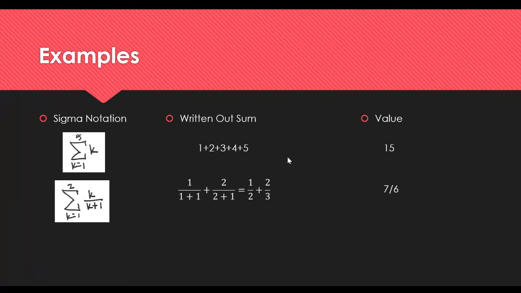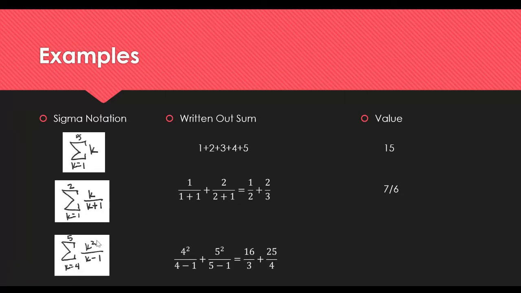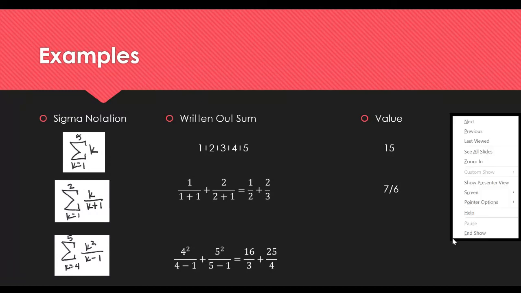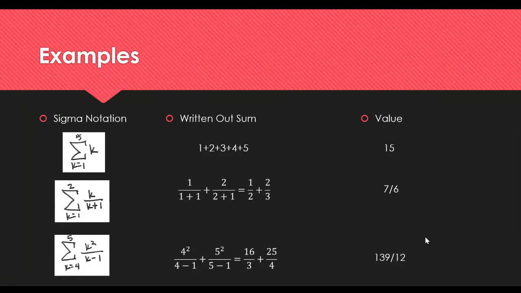Cool. One more. k equals 4 to 5 of k squared over k minus 1. So we're plugging in 4 and we're ending with 5. So if I plug in 4, I get 4 squared over 4 minus 1. If I plug in 5, I get 5 squared over 5 minus 1. So that would be 16 over 3 and 25 over 4. And if I add those together, get a common denominator, do all that, I end up with 139 over 12. Everybody knows that. So that's kind of how sigma notation works. You plug in what you start with and keep going until you get to the top number, and then you add up what you got.